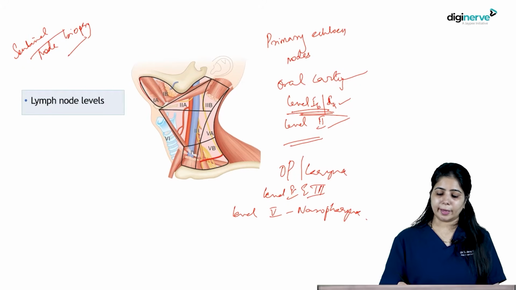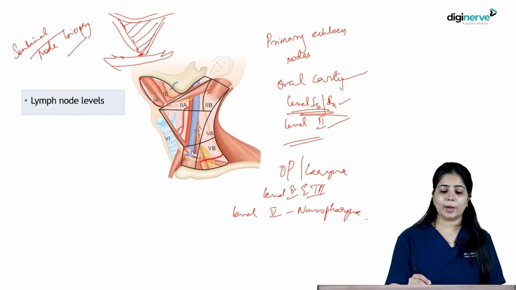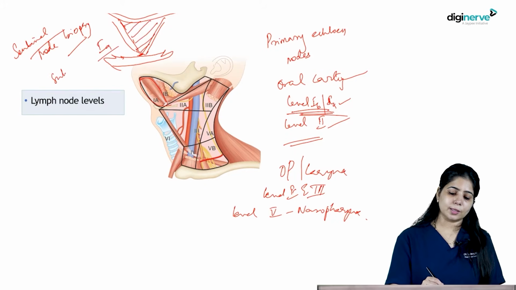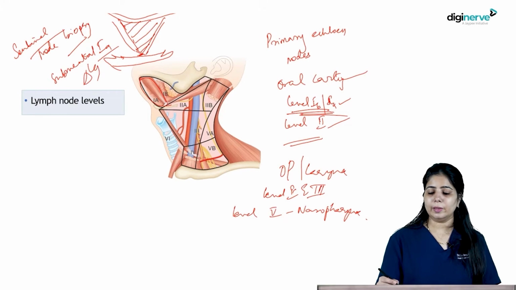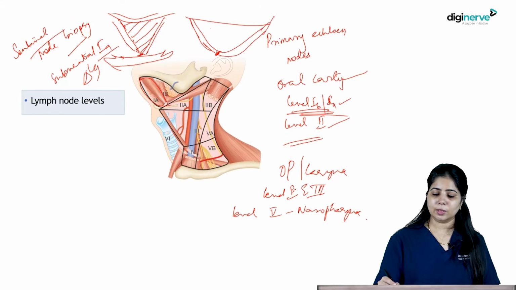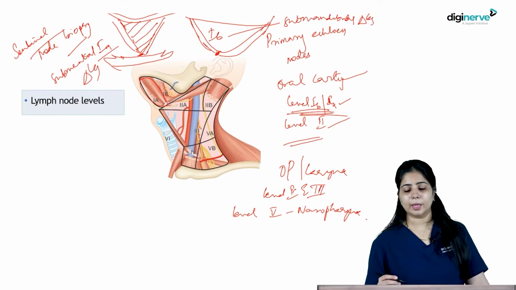So now you have level 1A, okay. Level 1A is basically between the anterior belly of digastric, hyoid bone and mandible, okay. So these are the two anterior bellies of digastric. So this is level 1A, okay. It is called your submental triangle. Then you have level 1B. Level 1B will be between your anterior belly of digastric, posterior belly of digastric, okay, and mandible. So this is your 1B. It is called the submandibular triangle.